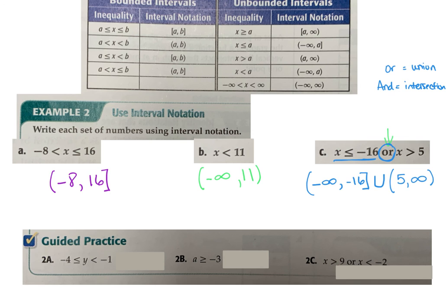-4 is less than or equal to y, which is less than -1. You should have had -4 and -1: bracket on the left, parenthesis on the right. A is greater than or equal to -3: -3 to positive infinity, bracket by -3, parenthesis by infinity. And x is greater than 9 or x is less than -2. You should have had negative infinity and -2, both with parentheses, union 9 and infinity, both parentheses.